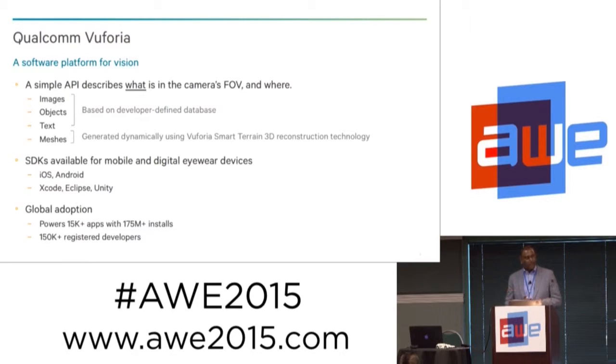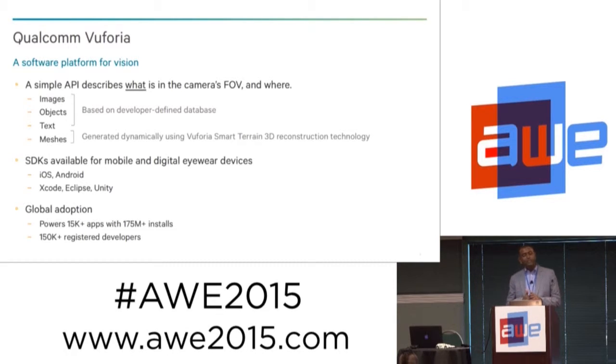We have SDKs available for Android and iOS, and depending on whether you want to program in Java, C++, Objective-C, or the cross-platform game engine Unity, we have interfaces for all of those. So it's really simple to use and get started. But what I'm really excited about is the amount of adoption that this platform has had in the last few years. It's just phenomenal. There are over 150,000 developers. The growth continues. It's very, very strong.